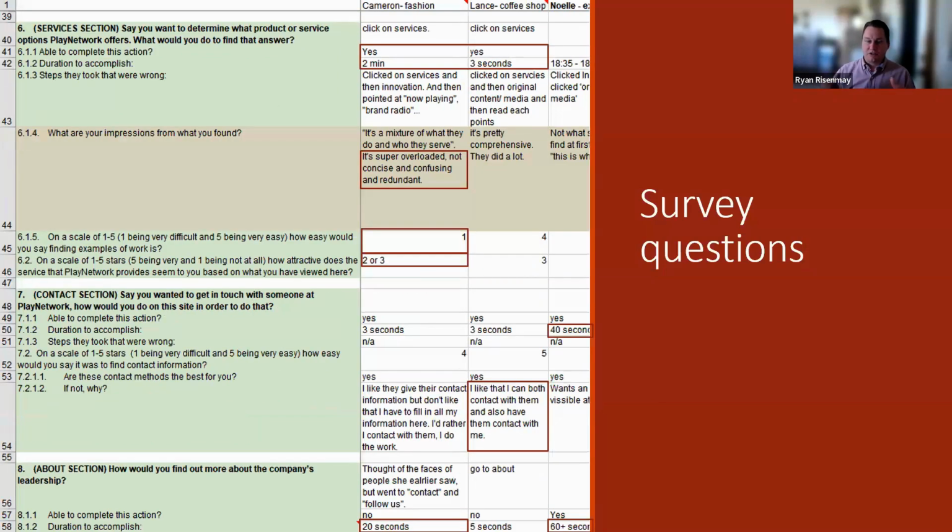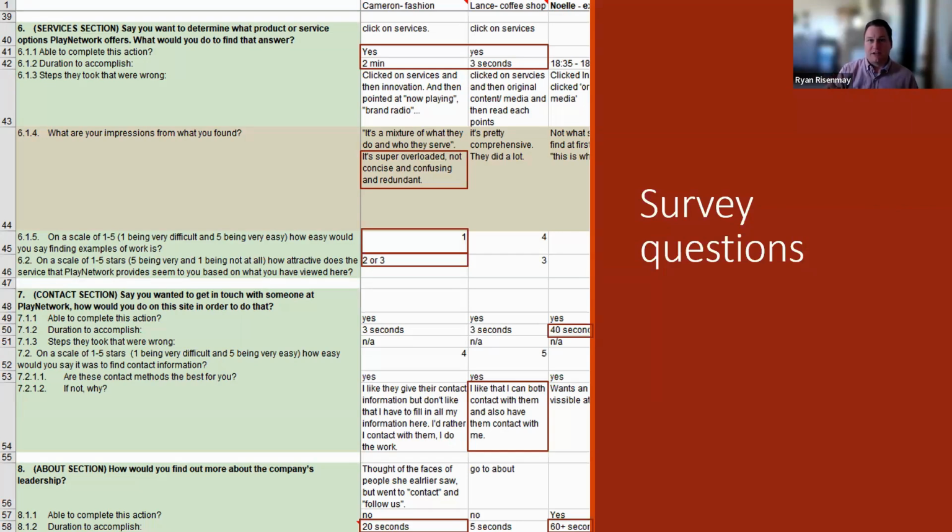And then I wanted to show you this too, because as we get into the user flow and actually trying to accomplish tasks, we give them a task. So you can see the prompt there in 6. Say you want to determine what product or service options Play Network offers. What would you do to find that answer? And you just let it go, right? You let them do that. And you can see the variation.